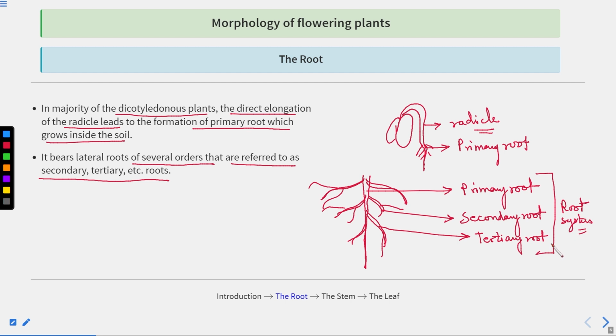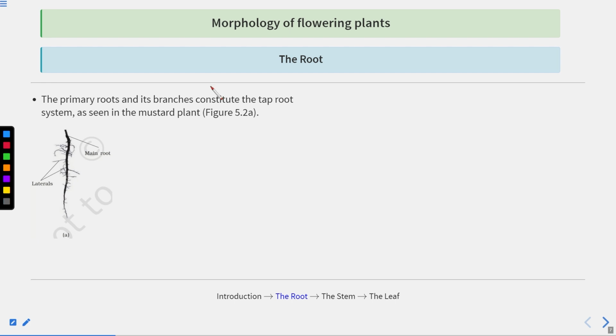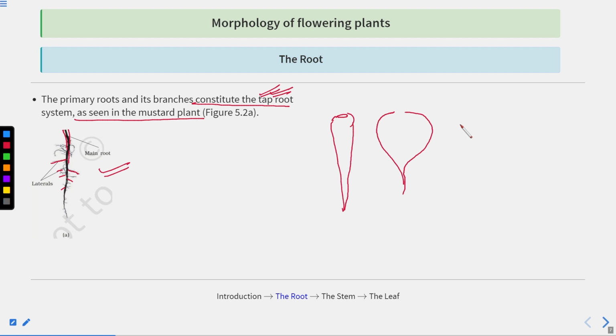The primary root and its branches constitute the tap root. This one main root is considered the tap root, and it is seen in the mustard plant. Here you can see the main root, and from it the lateral branches come out. All these constitute the tap root. In the case of carrot, this is the tap root. In the case of turnip also, tap root. In radish, tap root.